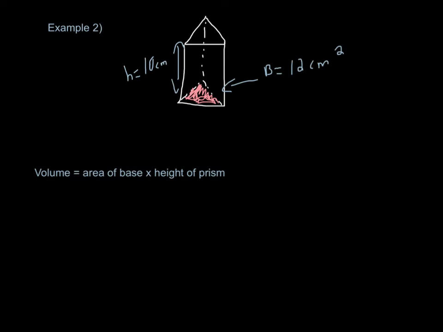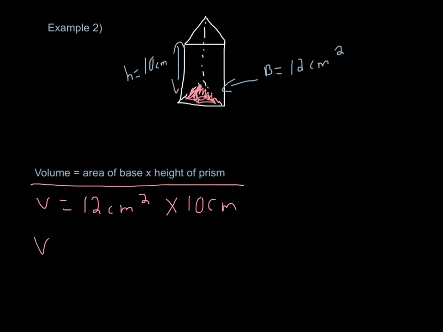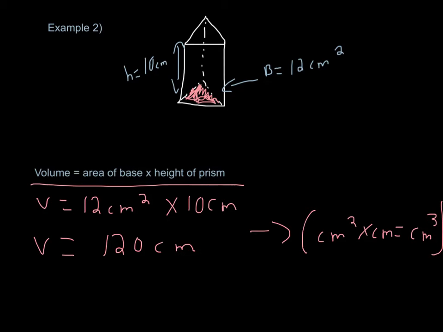Okay, so for this one, my formula is already done for me. Volume is the area of the base times the height of the prism. Well, volume equals the area of my base, 12 centimeters squared, times our height of our prism, 10 centimeters. When we multiply those together, we get a total of 120. And again, when we look at it over here, centimeters squared times a centimeter gives us centimeters cubed. So the answer is 120 centimeters cubed.